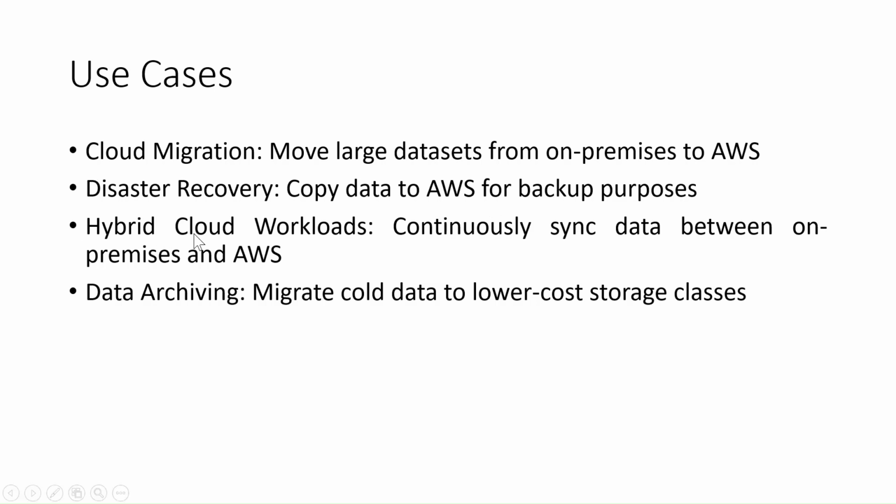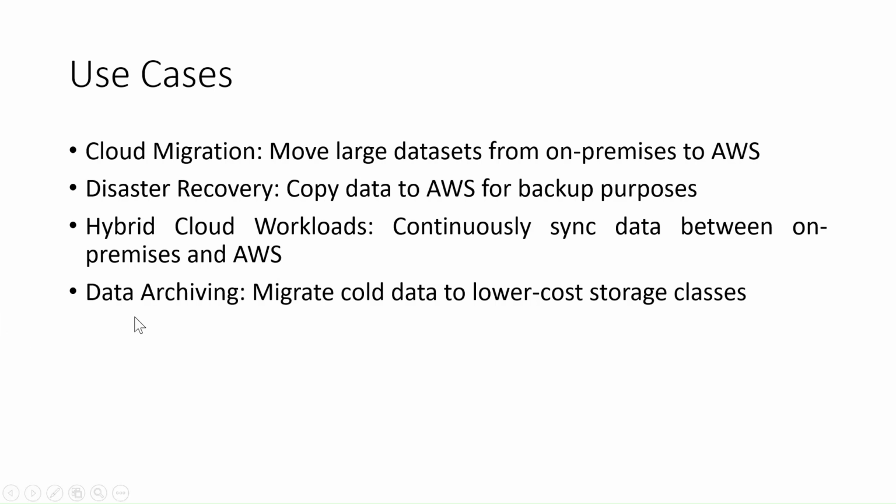And the third one is hybrid cloud workloads. So continuously sync data between on-premises and AWS. So keeping your on-premises systems and AWS in sync, so they can work together seamlessly. So to ensure that updates to your data are mirrored between both locations in real time or on a schedule.